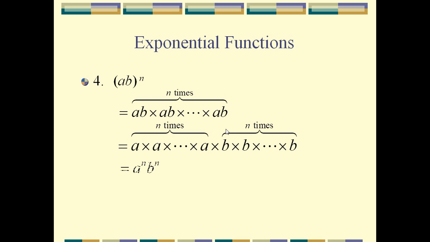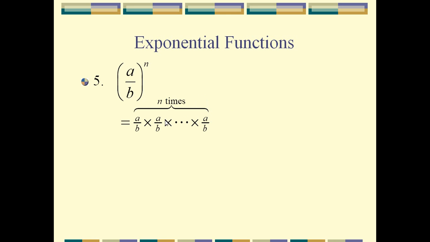So I can get the answer. The left part is a to the power n, and the right part is b to the power n. So we have the fourth property. That is, two numbers multiplied together to the power n can be split as the first with a power n and then the second one with a power n.